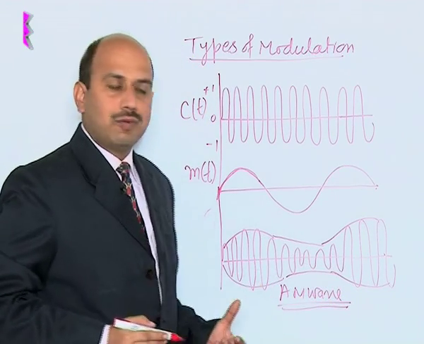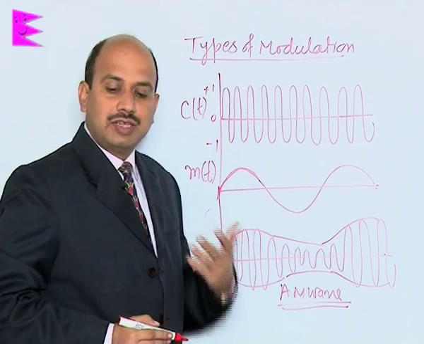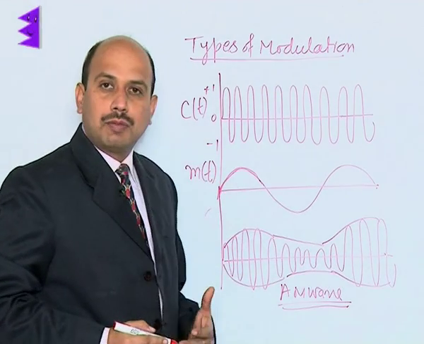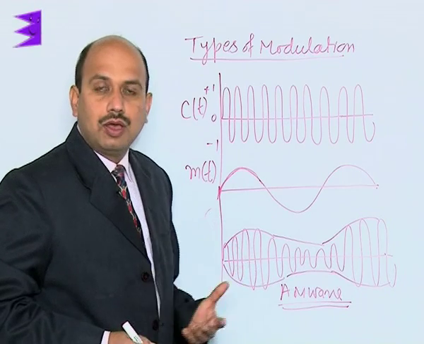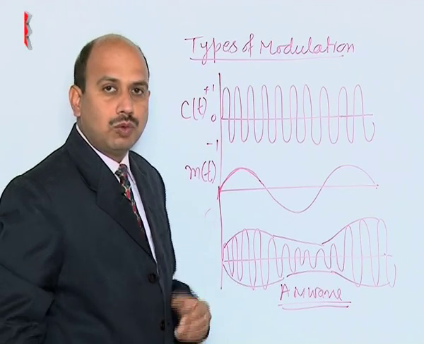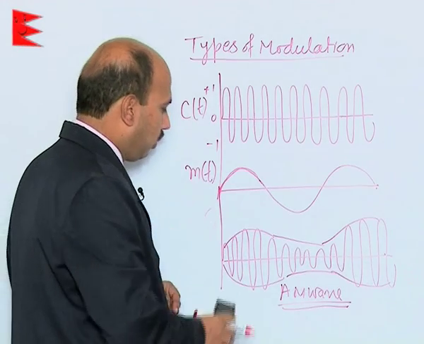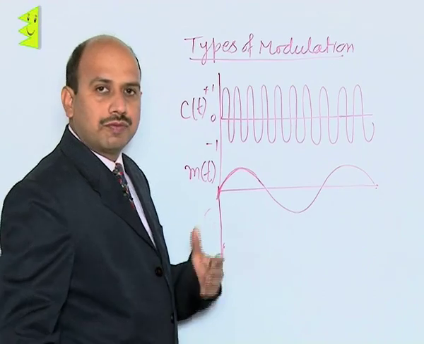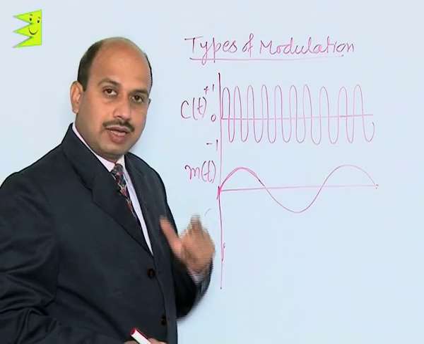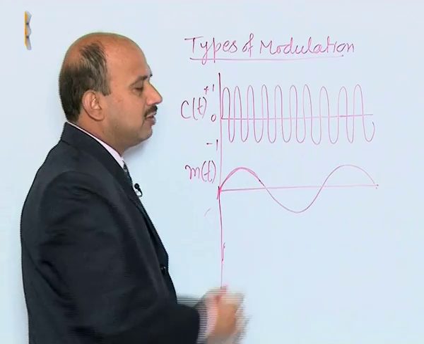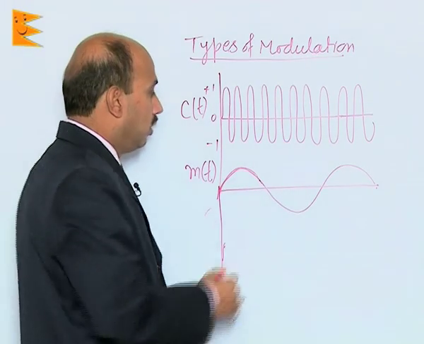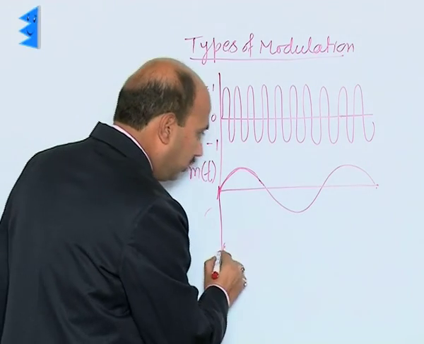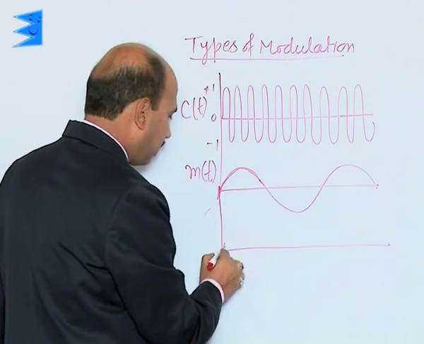So for getting the AM wave, the amplitude of the carrier wave is changed in accordance with the amplitude of the modulating signal. Now let us see what type of shape we get in frequency modulation. In frequency modulation, we take these two signals and modulate according to the frequency. The frequency of the carrier wave is changed in accordance with the frequency of the modulating signal, keeping the amplitude constant. You will obtain it in this manner.